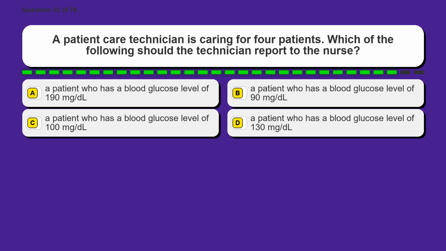Question 12. A patient care technician is caring for 4 patients. Which of the following should the technician report to the nurse? Option A, a patient who has a blood glucose level of 190 mg/dl.